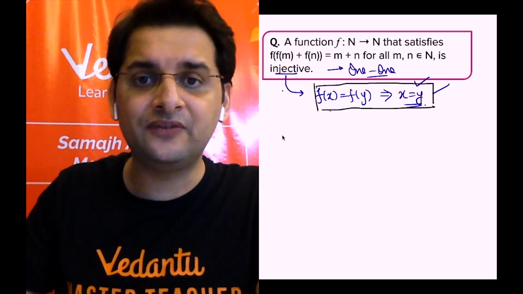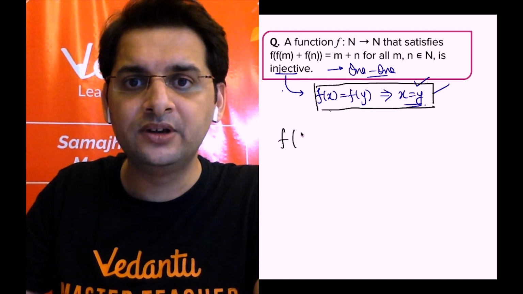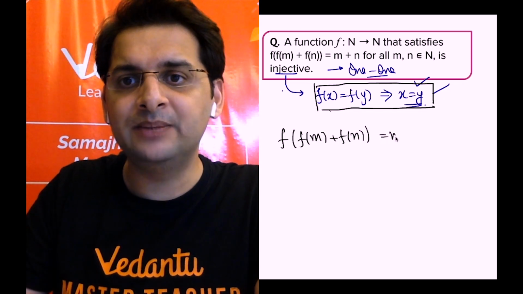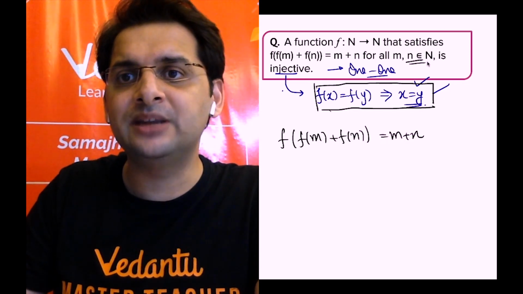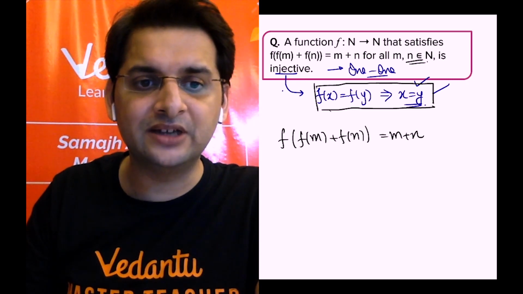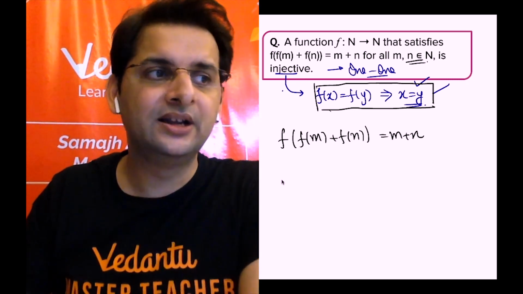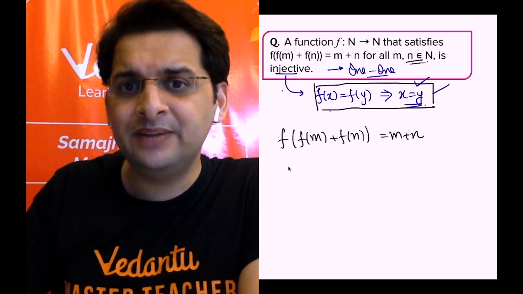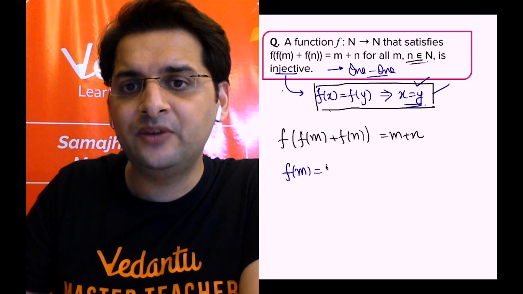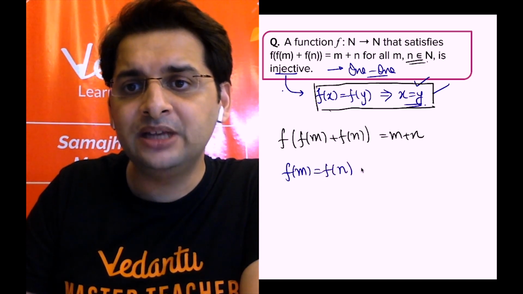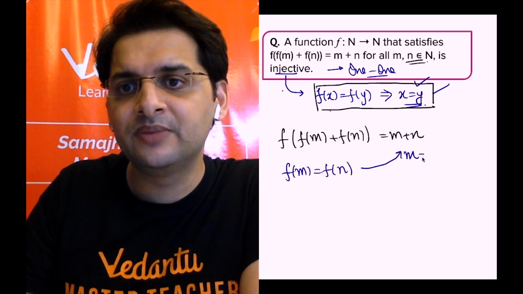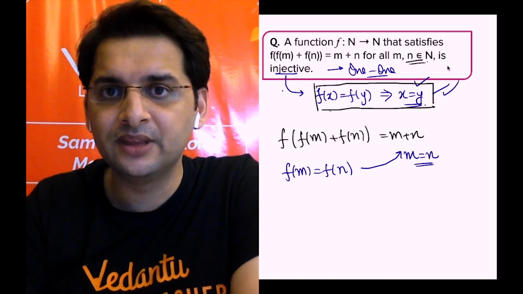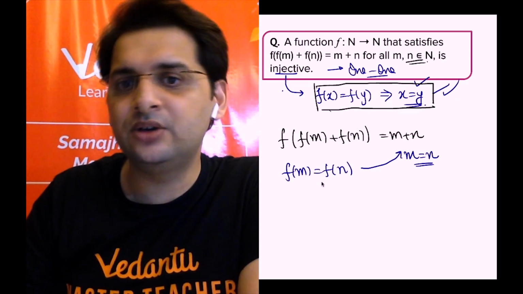Now, it is given that a function f satisfies f of m plus f of n is m plus n for all natural numbers m and n. And we need to prove that the function is injective in nature. So how do we do this? Now, the claim is, if we assume that f of m is equal to f of n, and from this we prove that m is equal to n, we are done, because this is how we prove the function is injective or 1-1. So let us assume that f of m is equal to f of n.